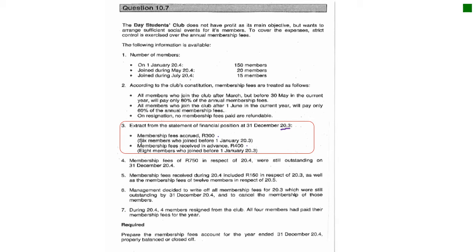But if those 6 members were members for the whole of last year, it means we can work out how much the membership fee is per member by taking 300 divided by 6. In the same way, if these 8 members who paid in advance were members for the whole year, then we can work out the membership fee by taking 400 divided by 8. So let's look at what that looks like.